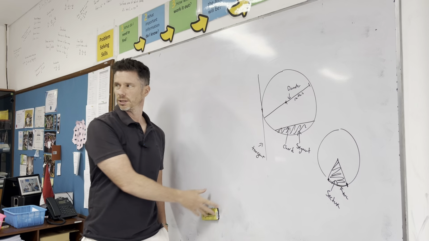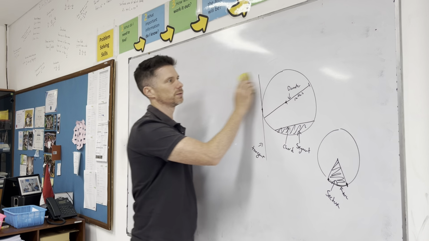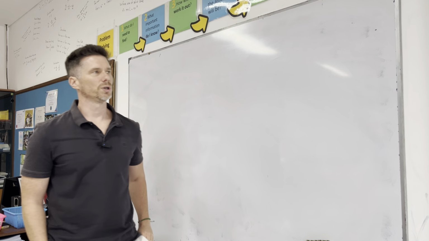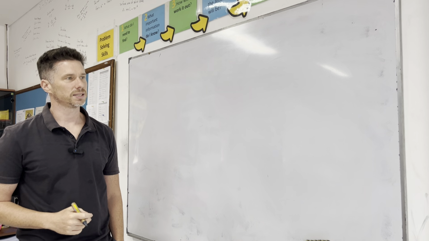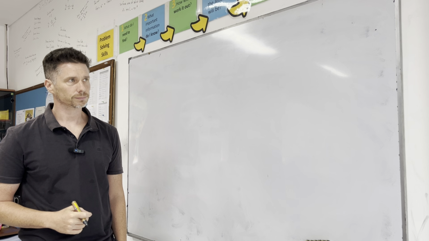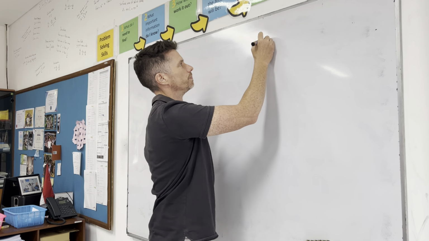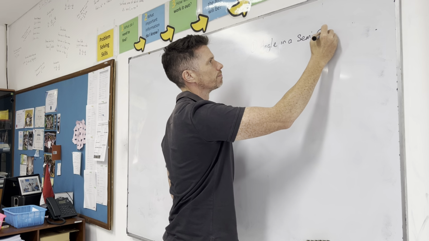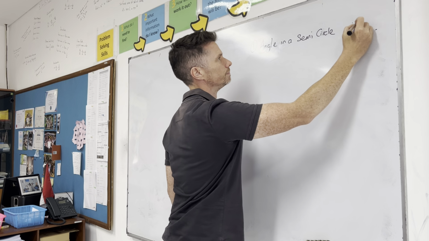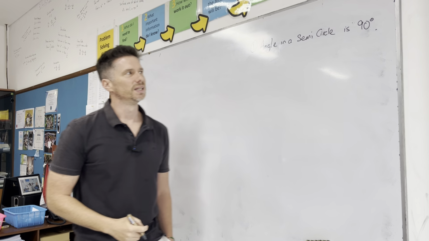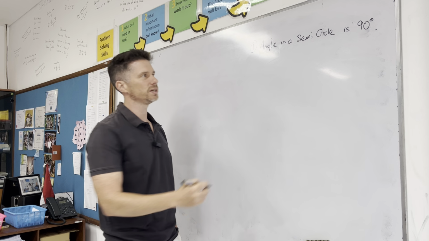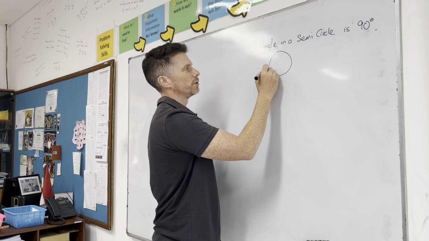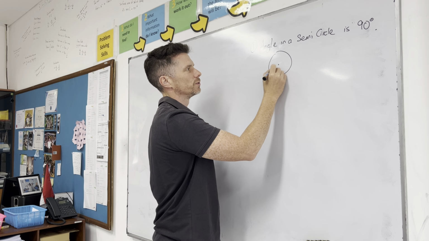Okay, let's start with the first one. The first one we're going to look at is the angle in a semicircle. The angle in a semicircle is 90 degrees. This is the bit I'm going to try not to rub out. If we create a semicircle, a semicircle will have to go directly through the center.